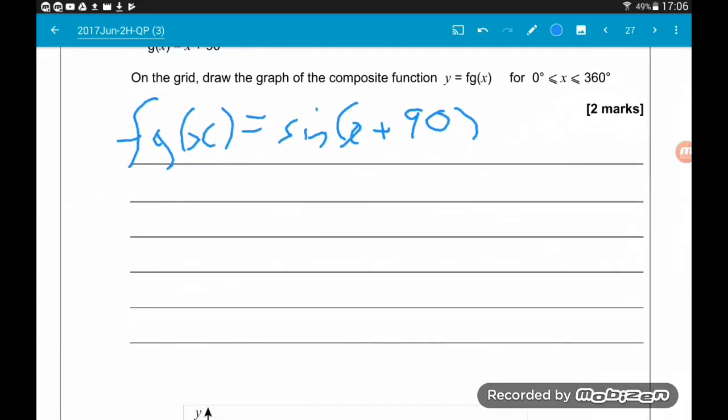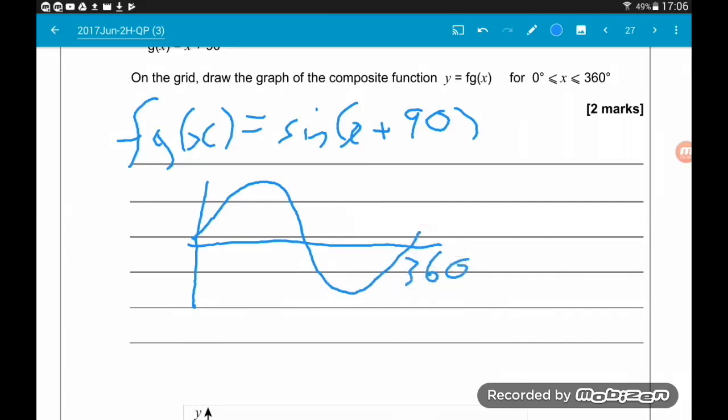So what's going to happen here? Let's take a rough look at the graph of sine of x. So sine of x looks like that. This point over here is 360. This point in the middle is 180. This over here is 0. The peak happens at 90 degrees. Then the trough happens at 270. The maximum value is 1 and the minimum value is -1. So that's our graph of sine of x.